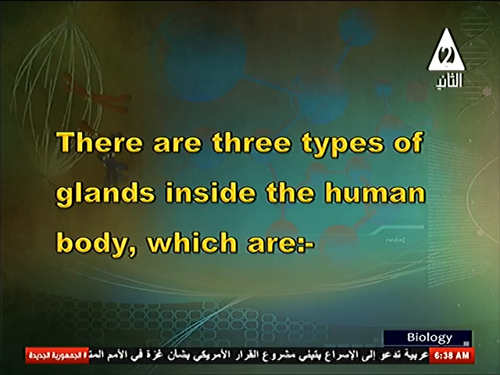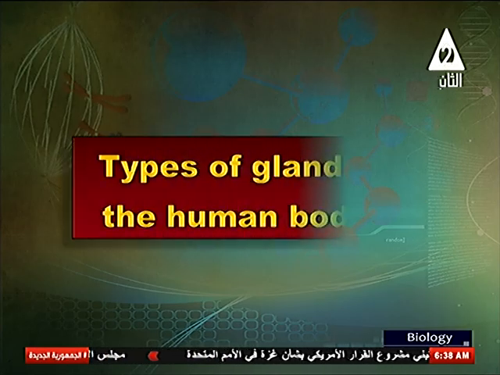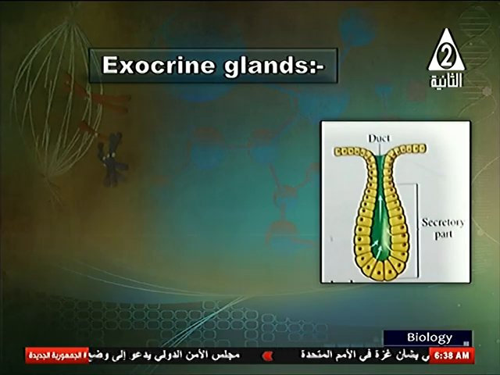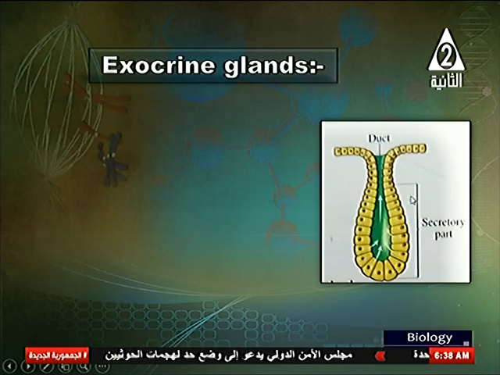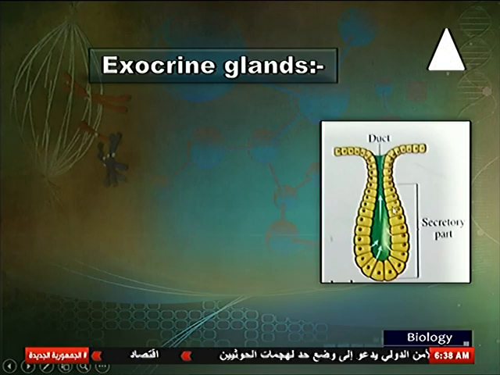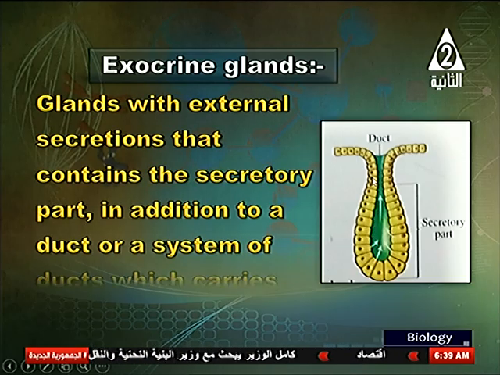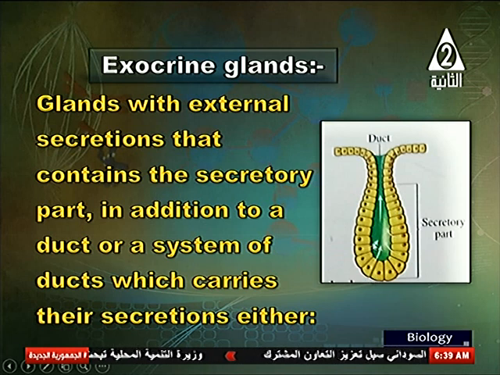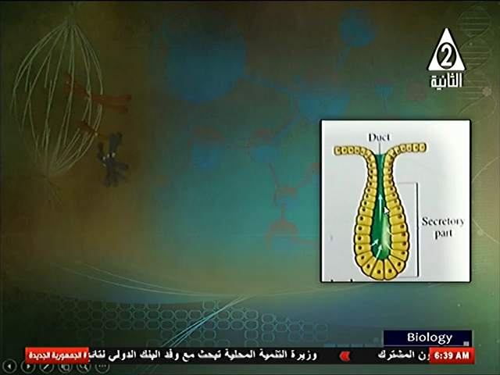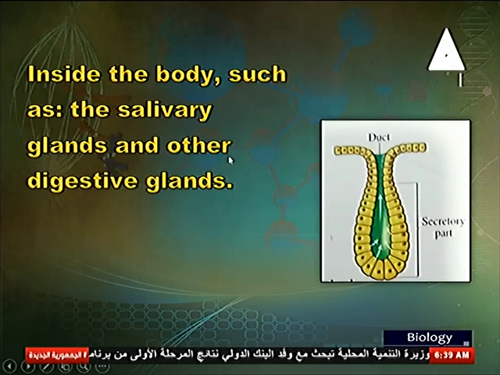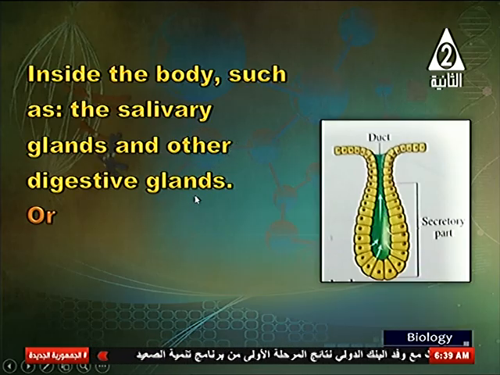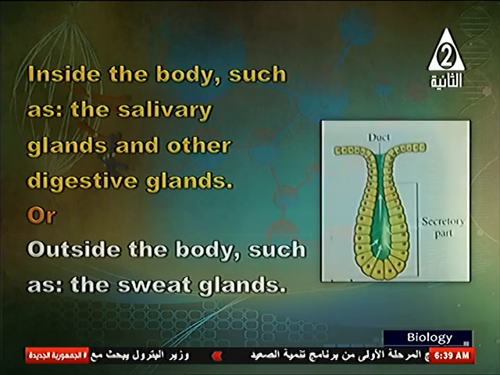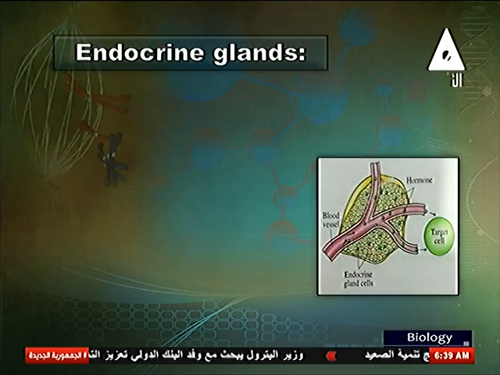There are 3 types of glands inside the human body, as I said. Now, there are exocrine glands. Look here at this picture. This is the secretory part, and this is the duct where the secretory cells put their secretion. Glands with external secretion contain secretory parts in addition to ducts, which carry their secretions either inside the body, such as salivary glands and most digestive glands, or outside the body, such as sweat glands, which take sweat outside the body.